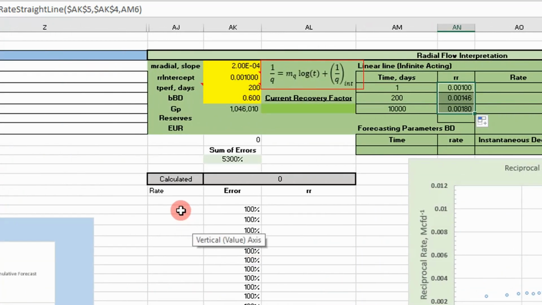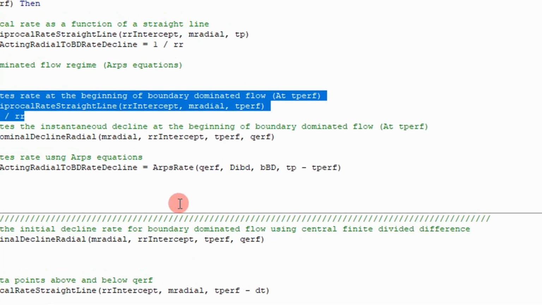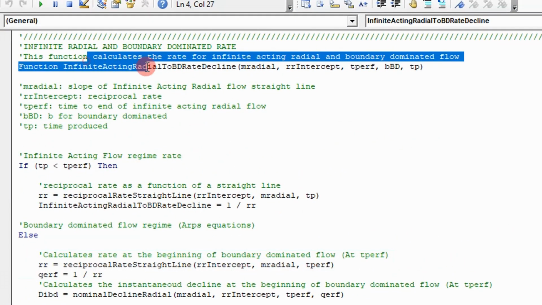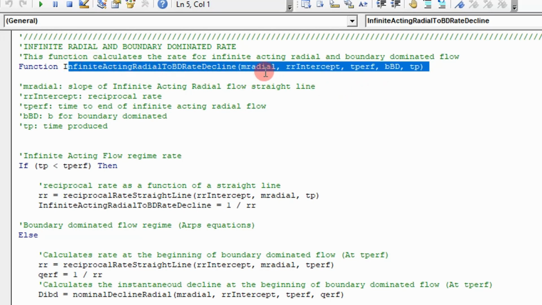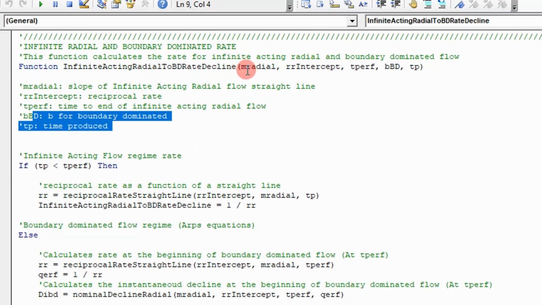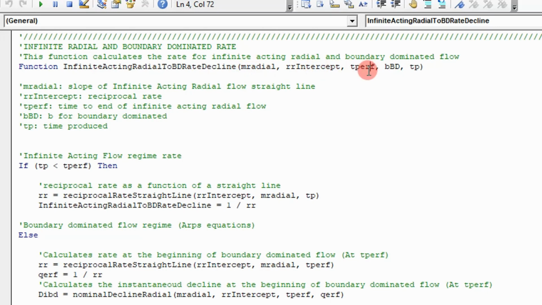Let's go into the code to see how the coding logic performs this task. If you press Alt F11, here we have it. This is what we're going to plot on our reciprocal rate versus log time chart to try to fit to our data. What this function does is calculate the rate using the combined infinite acting and boundary dominated flow, and you have to use a little bit of logic to do that. It takes our slope, our intercept, the time produced in the radial flow, the boundary dominated parameter, and the time produced. These are the only five arguments we need.